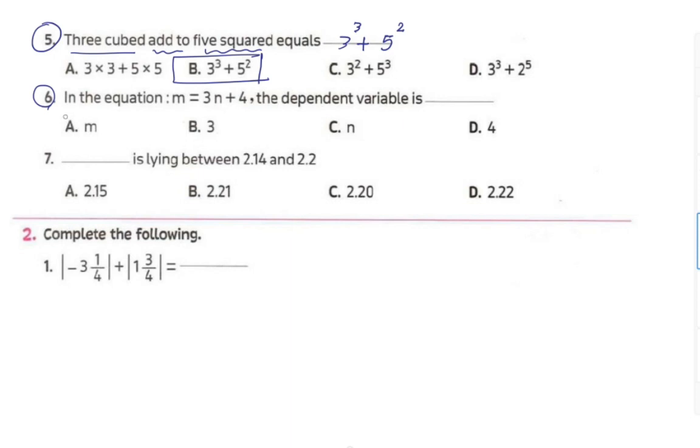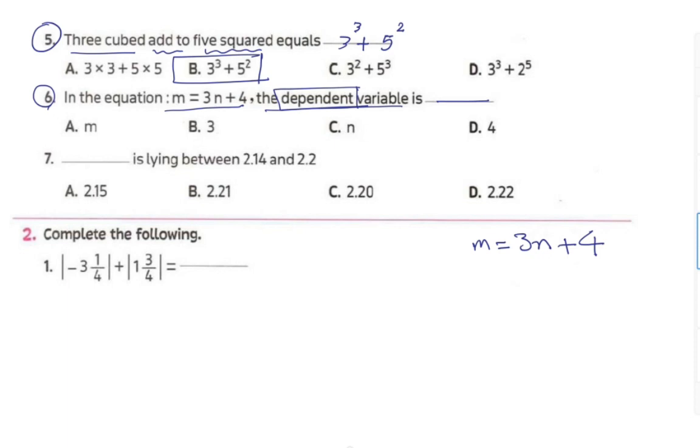Point 6. In the equation m equals 3n plus 4, the dependent variable is what? He asked us about the dependent variable. So we have dependent and what? And independent. So he may ask us about the dependent variable or the independent variable. So we have here some equation. Okay, you have m equals 3n plus 4, right?